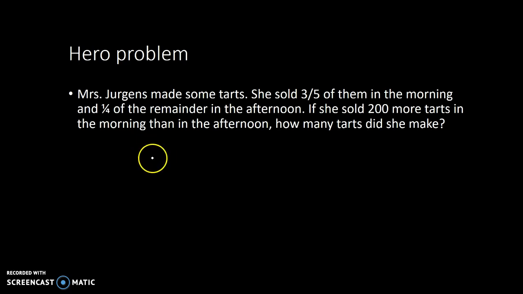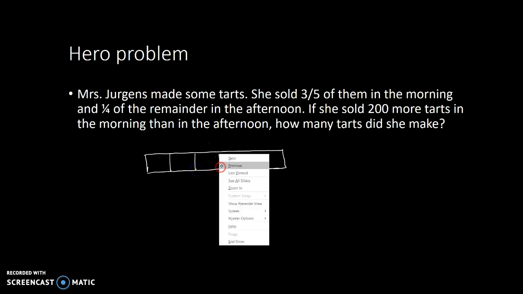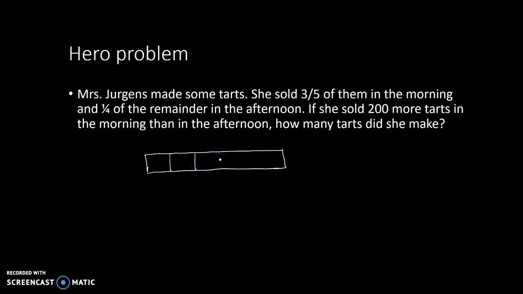All right, friends, let's model our tarts here. This is really more of a problem that might come out of our fractions unit, not out of our ratios unit, but we're going to use the same method to solve it. So let's see, the first tarts were sold in the morning and she sold 3/5 of them. So I've got to divide up my model into 5, don't I? She sold 3/5, so let's just kind of mark what she sold in the morning here.